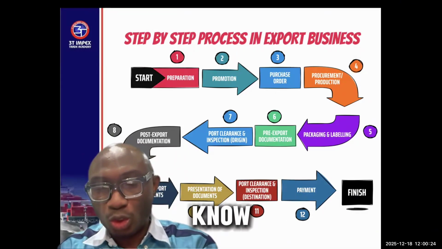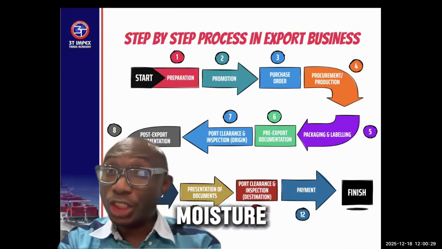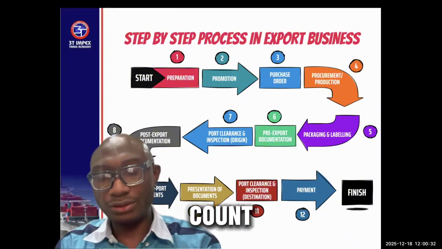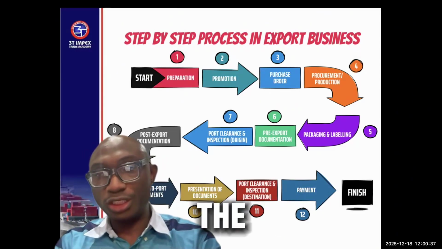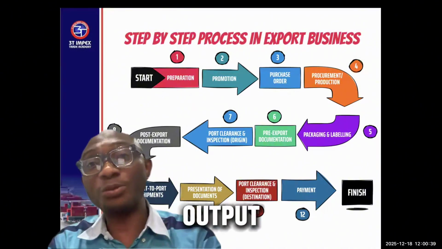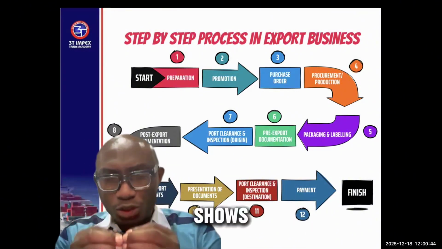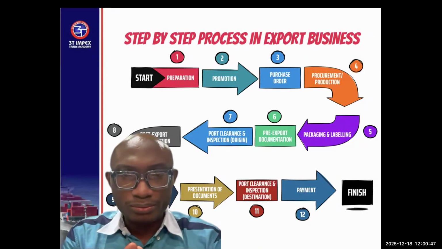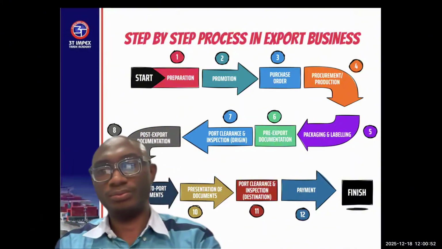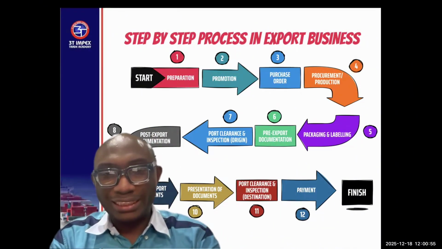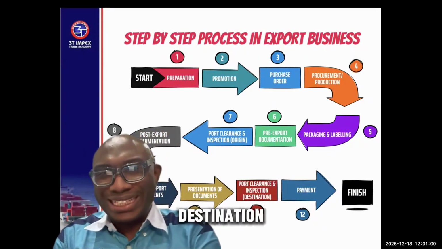Let's say you are doing cashew nut. You need to know the moisture. You need to know the nut count. You need to know the floating rate. You need to know the admixture. You need to know the kernel output ratio. You need to know the quality specification that shows that this product is in optimal condition and that it will get to destination without having quality issues.